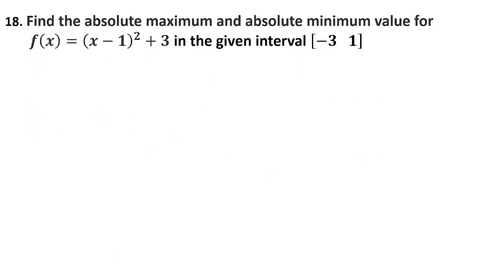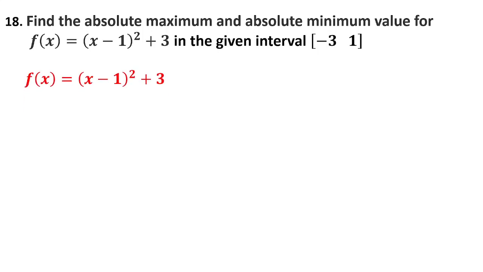Question number 18. You have to find the absolute maximum and absolute minimum value for a function in the given interval. What is the procedure? You have to obtain the critical points plus the endpoints of the interval and check the value of f of x at these points. Maximum is the maximum, minimum is the minimum.